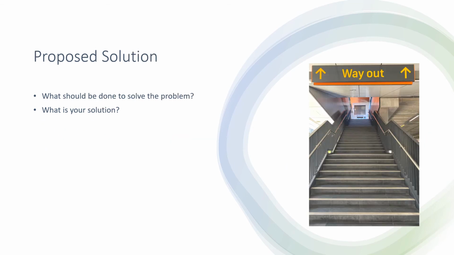Finally, in the third part of your text, the third paragraph, you propose a solution. What do you think should be done to solve the problem? What is your solution? And in this part as well, you also use very emotional language. I think we should. So you use things like should, must, impact, things like that.